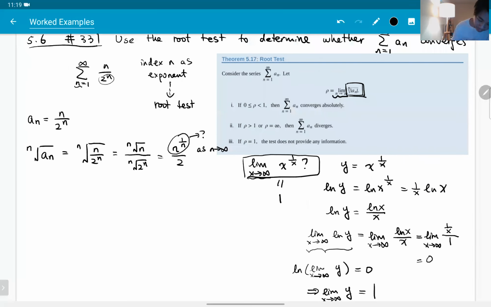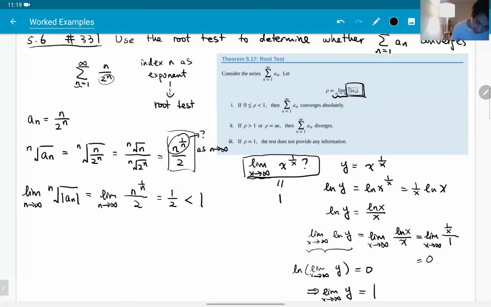So going back to the root test, the limit as n goes to infinity of the nth root of a sub n is equal to the limit as n goes to infinity of n to the 1 over n divided by 2. We just did that: the numerator goes to 1, so this is just 1/2. Now this is clearly less than 1. So the root test tells us that this series converges absolutely.